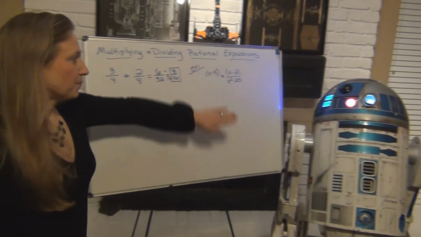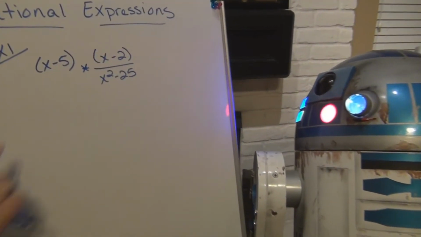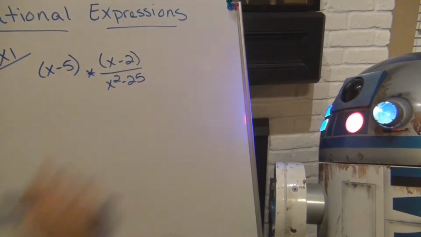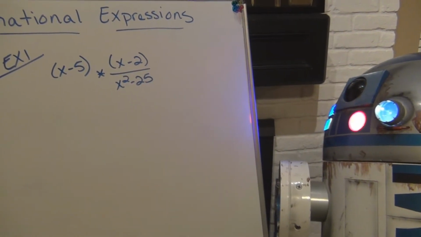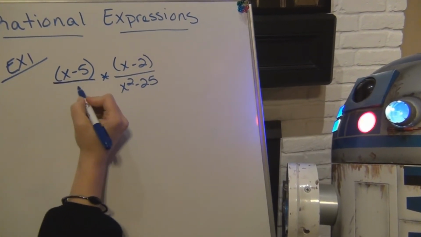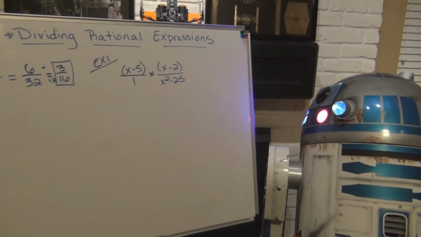Now let's try it with a rational expression. So remember, when we're multiplying, we can see right here that we're multiplying. We're going to multiply straight across the numerator and straight across the denominator. Keep in mind, if we have a fraction with no denominator, there is always an implied 1 underneath any number that doesn't have a denominator.